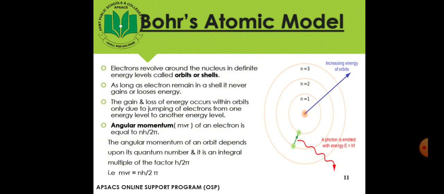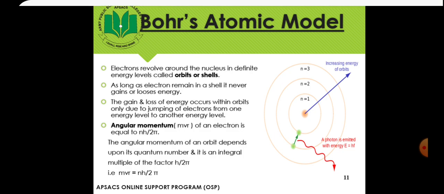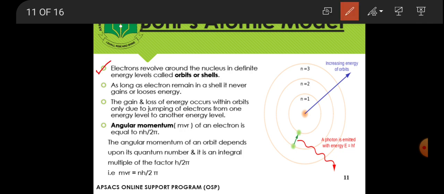Yes, students, let's discuss Bohr's atomic model. It's a very important model. In order to remove the defects of Rutherford atomic model, Bohr presented his atomic model. According to his model, the electrons revolve around the nucleus in definite energy levels called orbits or shells.